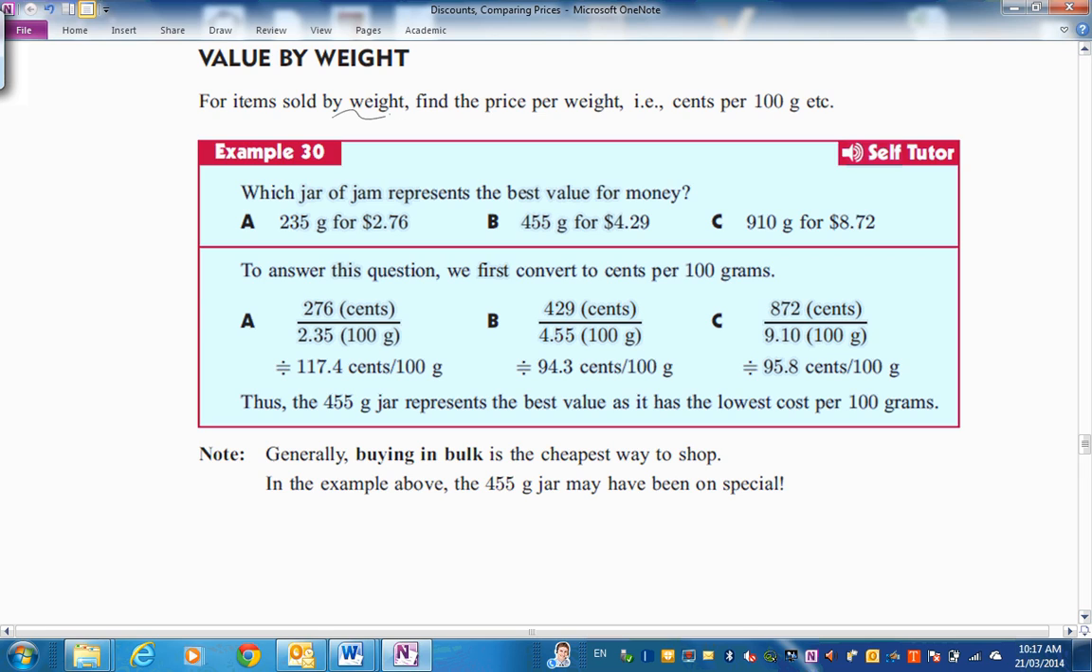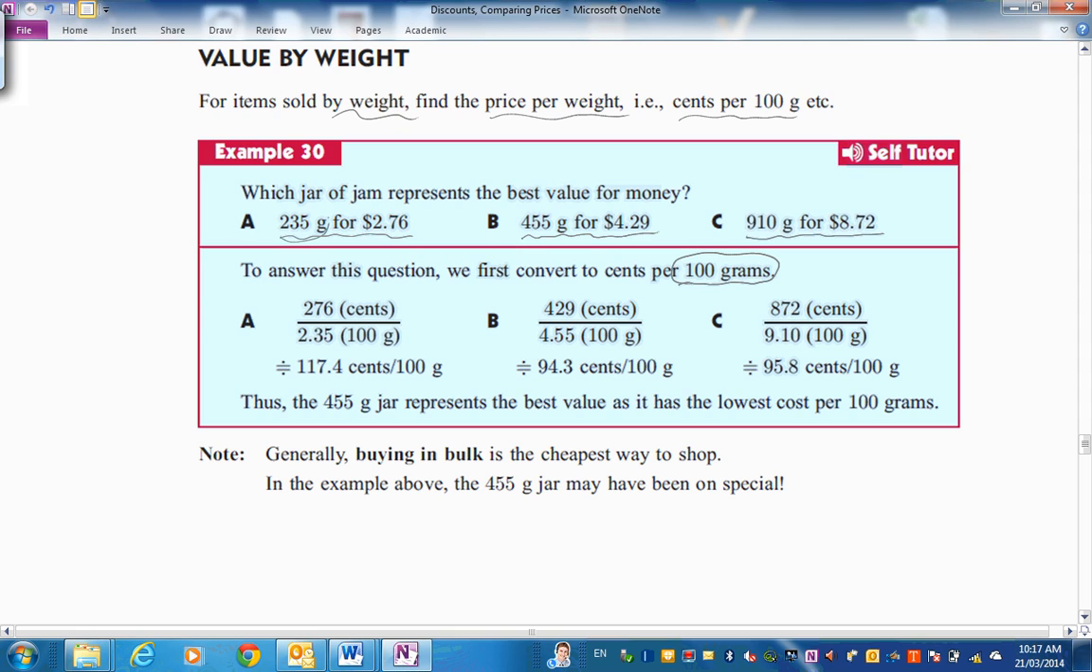So, sold by weight, find the price per weight, cents per 100 grams or per kilogram or something. Which jar of jam represents the best value? 235 grams for $2.36, 450 for $4.29, or 910 for $8.72. So let's divide it out so that we get how much each one costs per 100 grams.